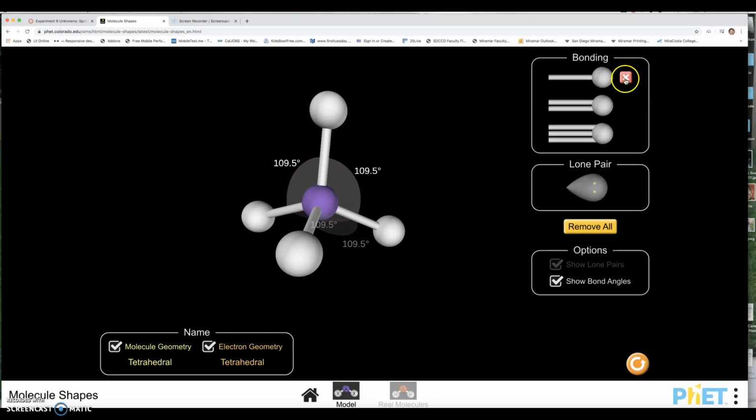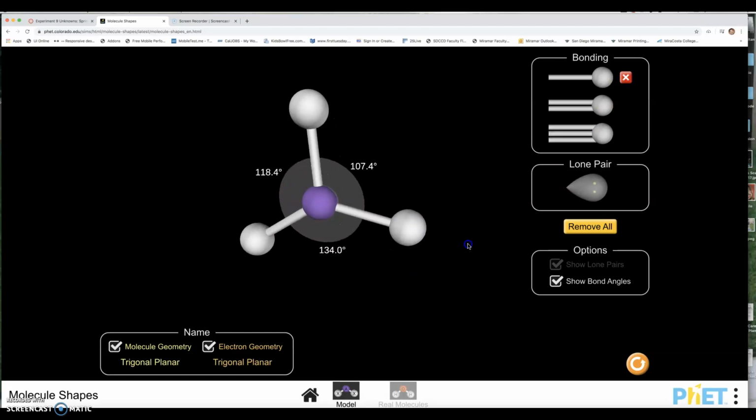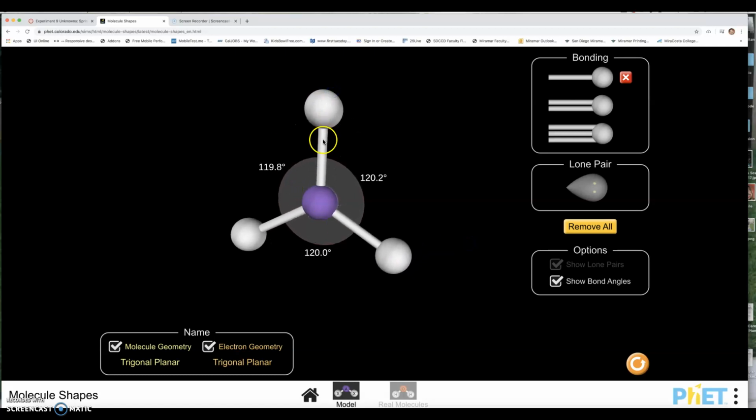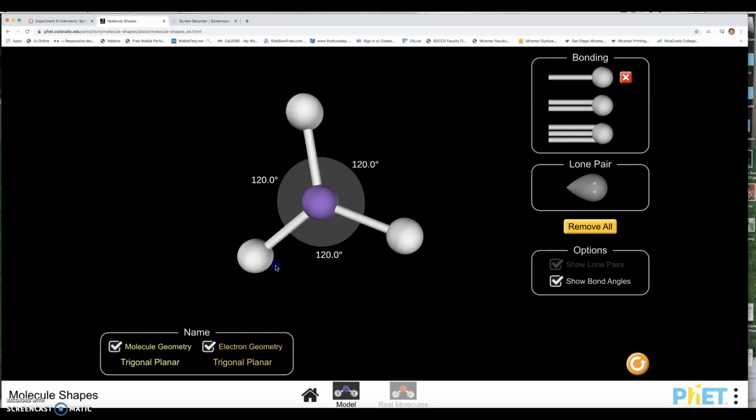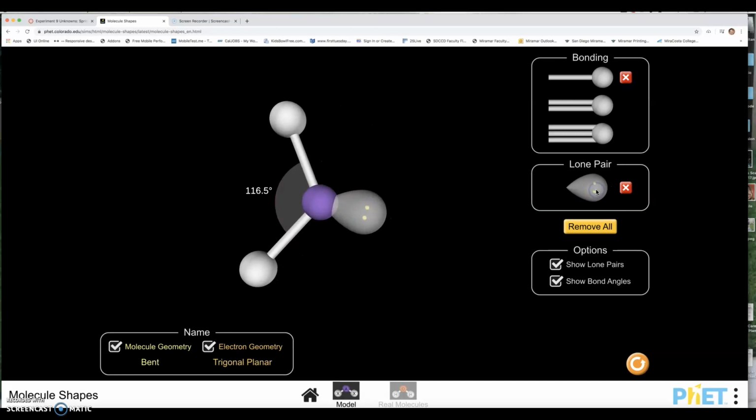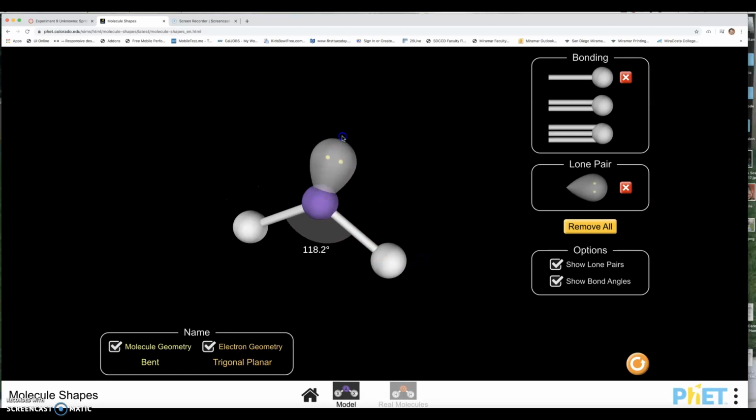What I want to show you is what happens when one of the electron groups is a lone pair versus being an atom. So I'm going to remove one. Right now I have three electron groups. They're all atoms, and we see that as a result, my electron geometry and molecular geometry are the same, trigonal planar. As soon as one of the electron groups becomes a lone pair, I still get three electron groups.